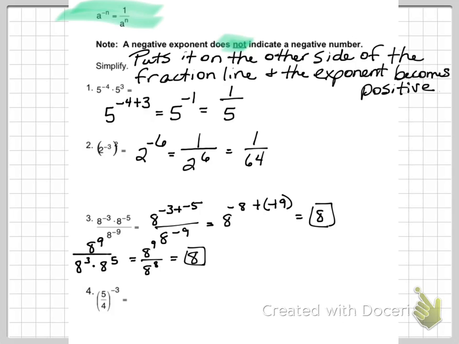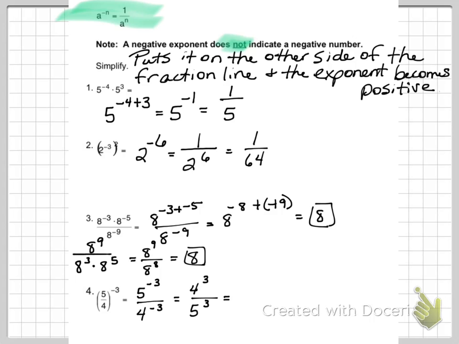Number 4, 5/4 raised to the negative 3 power. So it's a division, all raised to the negative 3. So first we're going to rewrite that and raise everything to the negative 3 power. Now the next step, change to positive exponents, which means 4 to the negative 3 goes in the numerator as 4 cubed. 5 to the negative 3 goes to the denominator as 5 cubed.